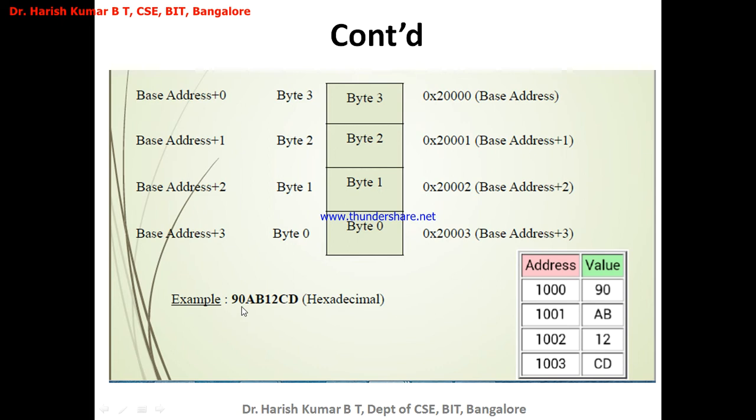Now I have the example. In this hexadecimal word, 90 is the higher byte, which is stored at the lower address.